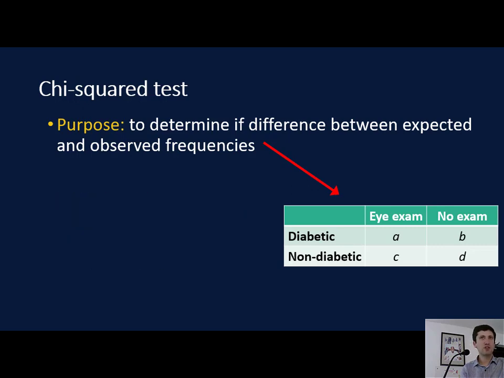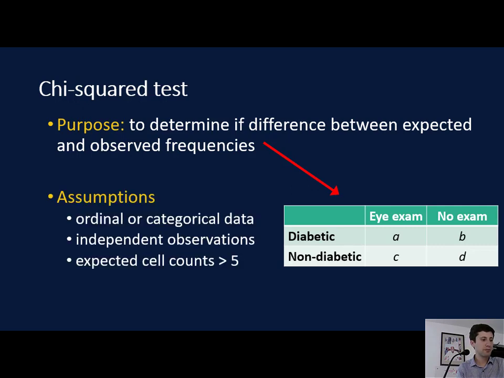So the expected counts assume that there's no difference between your categories. The measured counts are what you actually find in your data, right? And you're comparing what you find in your data to the assumption that there's no difference, or to the null hypothesis that there's no difference. So fewer assumptions here, but we know that we need ordinal or categorical or binary data to be able to enter counts into a table. Again, observations should be independent. And for the chi-squared test, our expected cell counts should always be greater than 5.